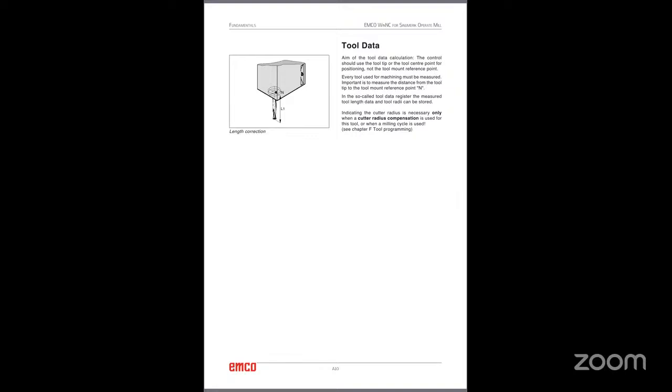So, tool holder reference point. This tool holder reference point is what is called an N. The machine should know what the length is from this N to the tip of the tool, say for example L1. This is what is called the tool length: from the N to the tip of the tool.